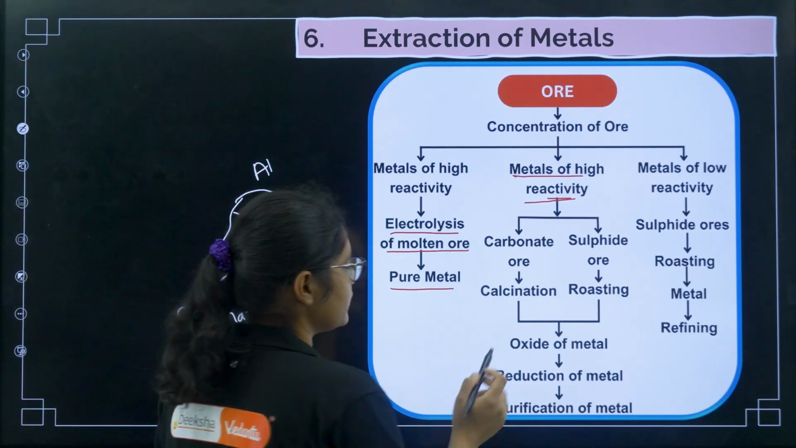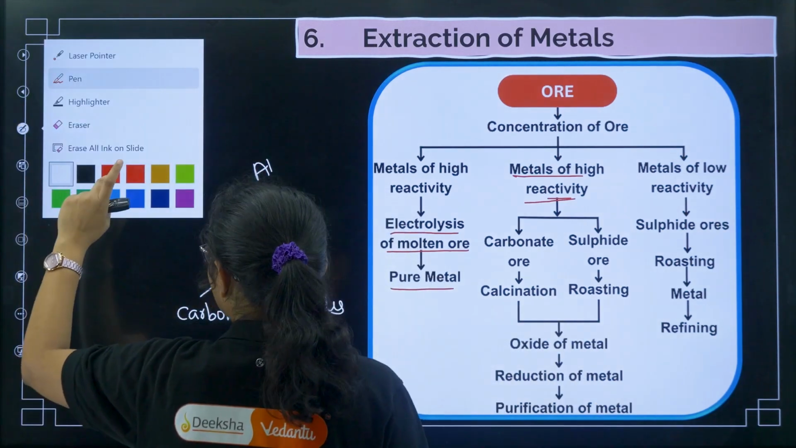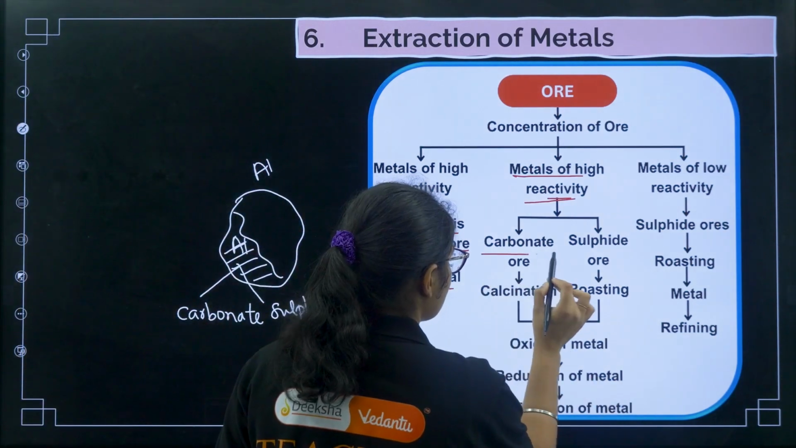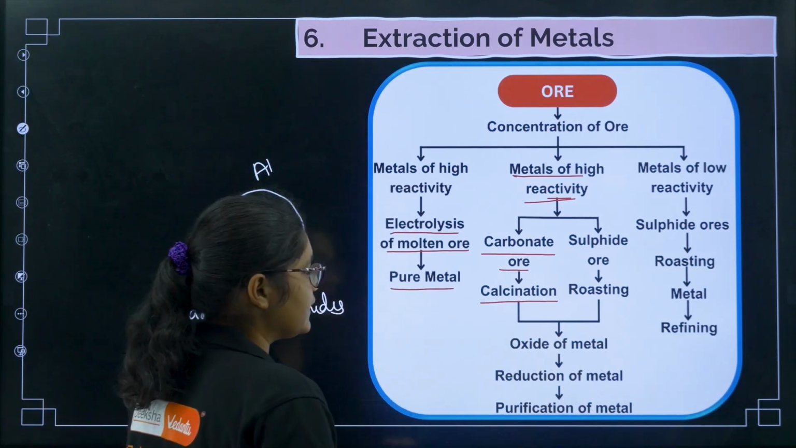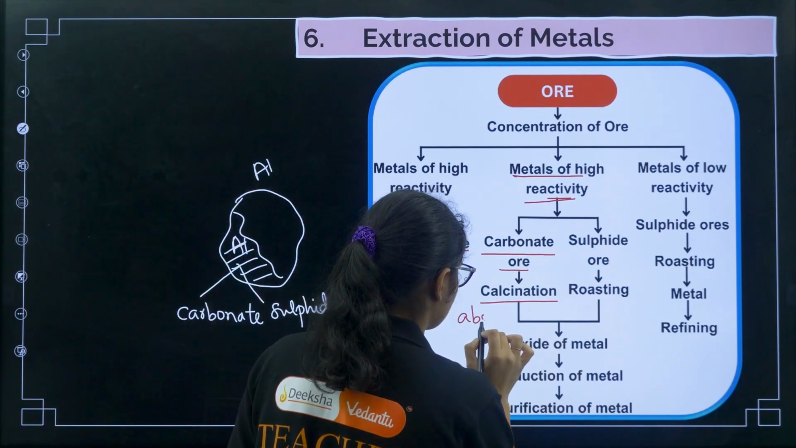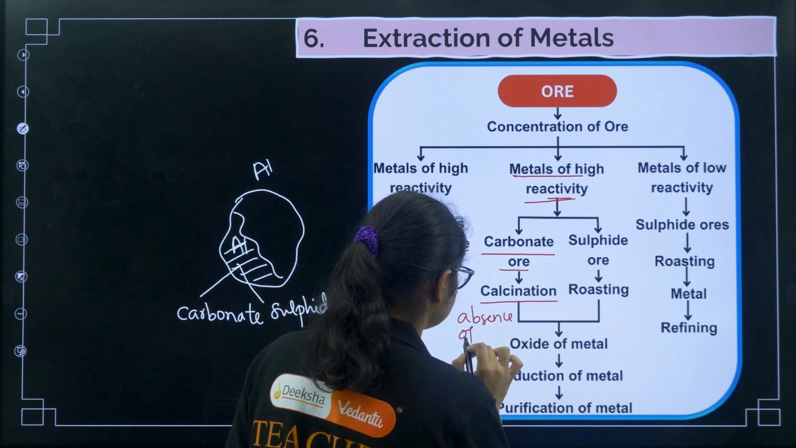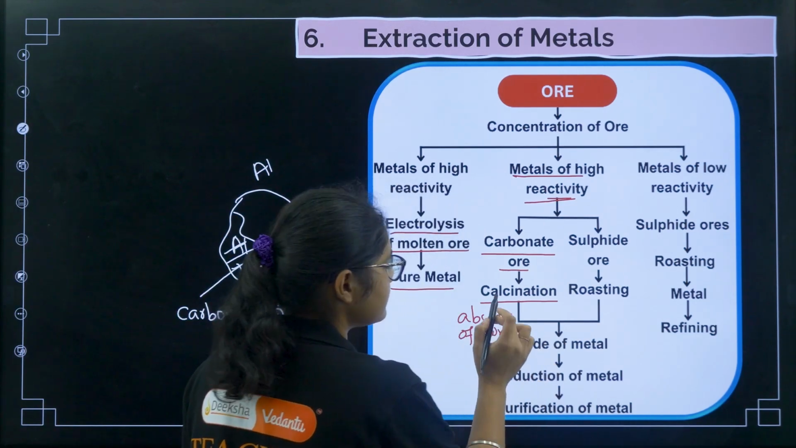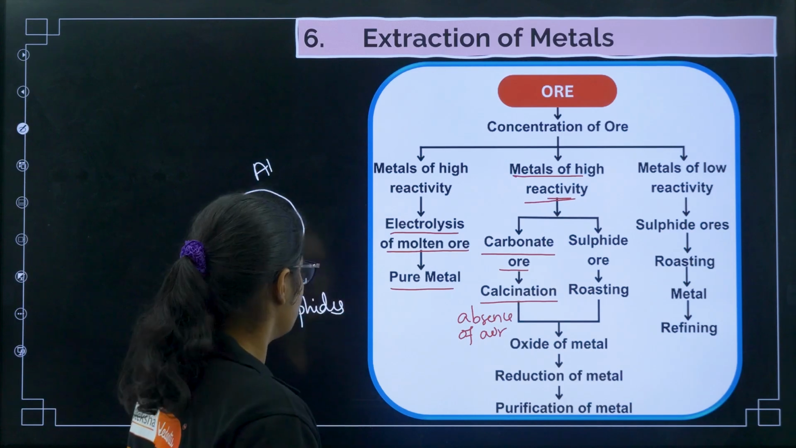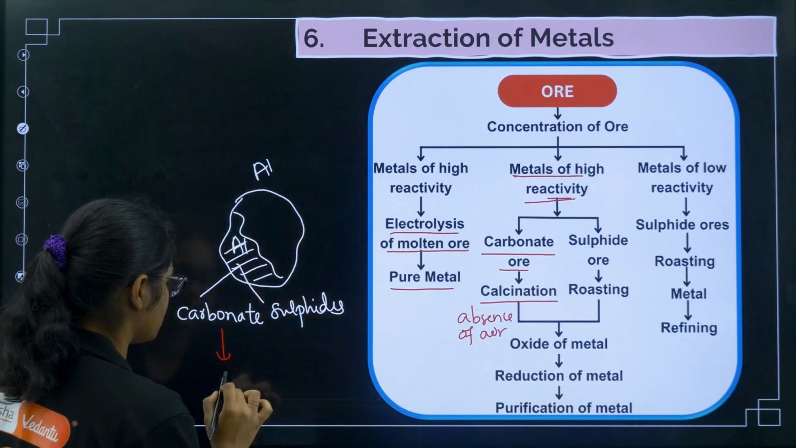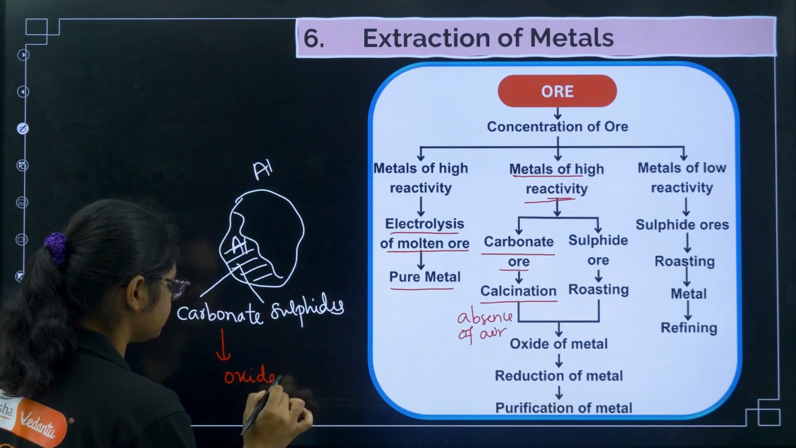Now if it is in the form of carbonate, then we do calcination. What is calcination? Heating in the absence of air. This calcination will convert the carbonate ore to oxide. So from carbonates, they got converted to oxides.